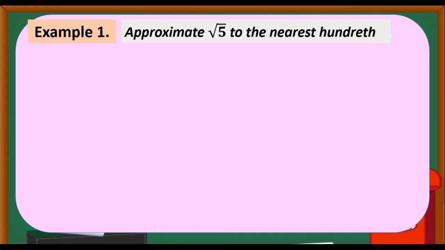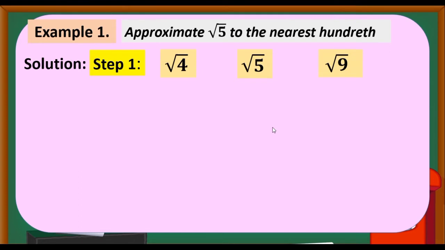Approximate square root of 5 to the nearest hundredth. Let's do it. Step 1 is to get the highest radicand. How do we do that? For the square root of 5, you take the perfect squares in between. What is between the square root of 5? There's the square root of 4 and the square root of 9. So we are still in between.